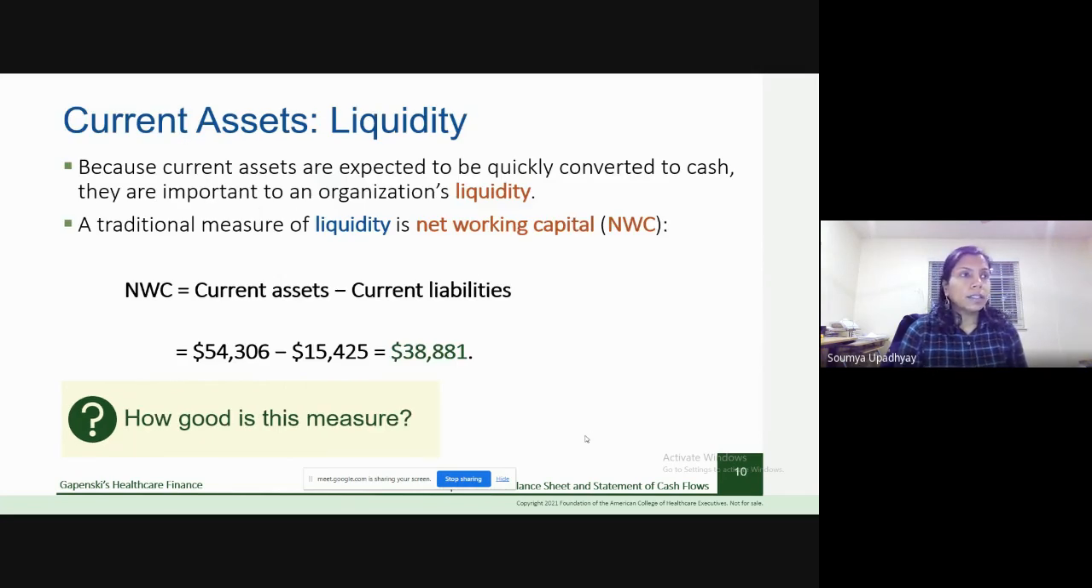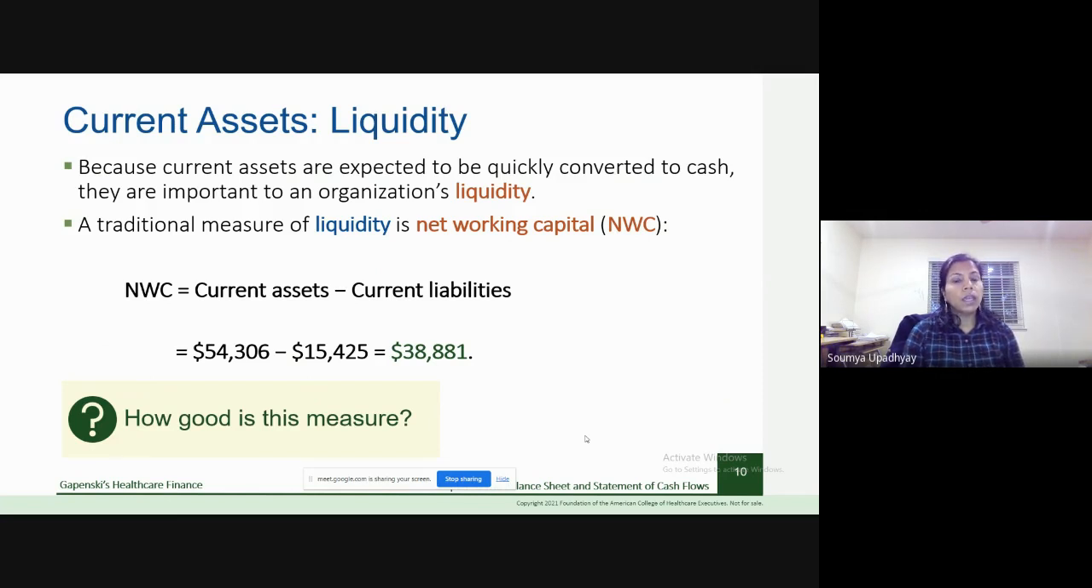So current assets. There are costs to carrying current assets for healthcare organizations, and they have to balance the need for liquidity against the associated costs of maintaining liquidity. Meaning that if you invest in highly liquid, low risk investments, you will make less cash when you sell them. Because current assets are expected to be quickly converted to cash, they are important for liquidity, like I told you.